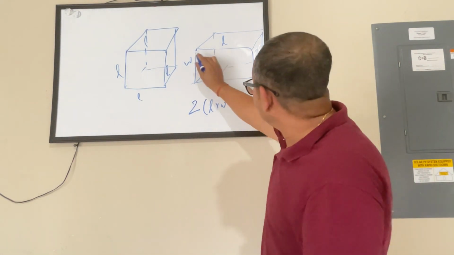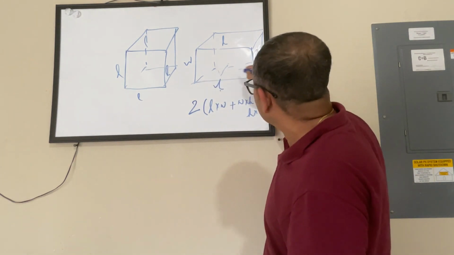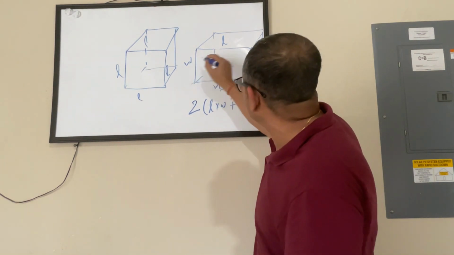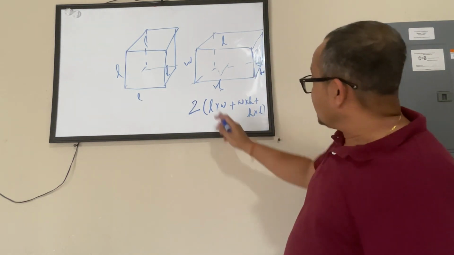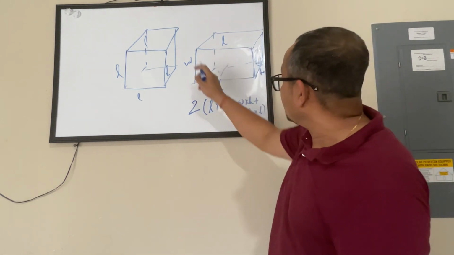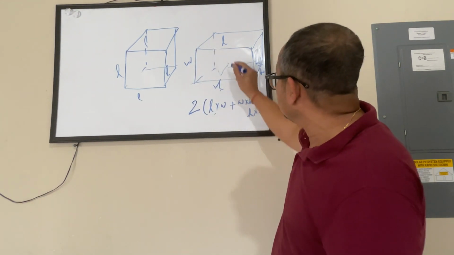Now look at this. If I am looking at this side, let's say this is length, this is width and this is height. One side is, this side is what? Length into width. So 2 times length into width. This one is, I mean, length.